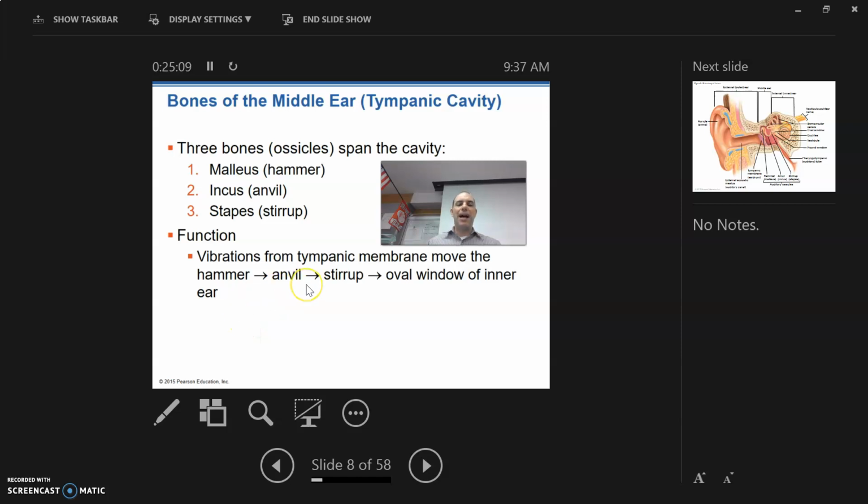This is the function of what's happening, or the pathway or flow of sound. They move in this order: the hammer to the anvil to the stirrup to the oval window of the inner ear, which will then set cochlear fluid in motion, which is ear fluid. That's kind of how the hearing works on the inside. This is a good short answer question right here.